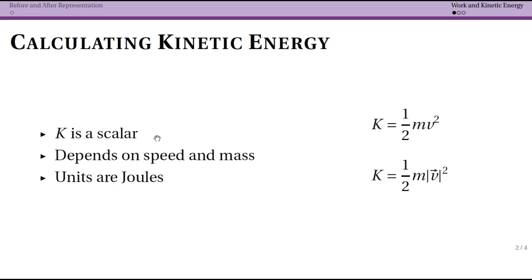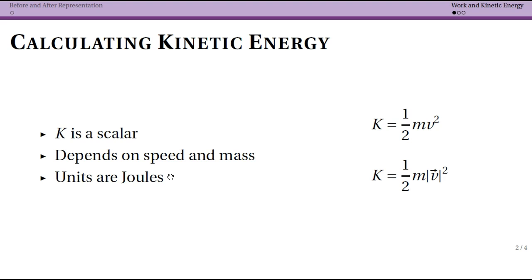You can have a negative change in kinetic energy because that's a decrease, but you can't have a negative kinetic energy. As you can see, this depends on the speed and the mass. That is the hallmark of kinetic energy, that it depends on the speed. It does not depend on the position, and it doesn't depend on, for instance, the time.